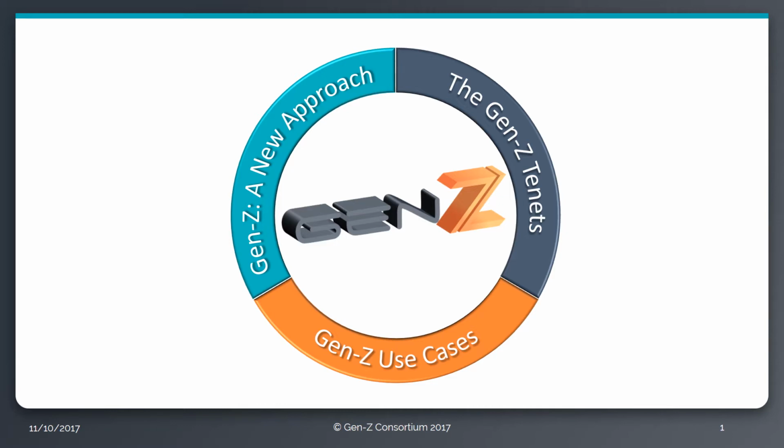The Gen Z Tenets provides a list of the architectural tenets that drove the design, protocol definition, and specification of Gen Z. And finally, there are a series of videos for a number of Gen Z use cases, which are examples of how to apply Gen Z technology into various real-world infrastructure components and solutions. Today we present the Gen Z tenets. So, let's get started.